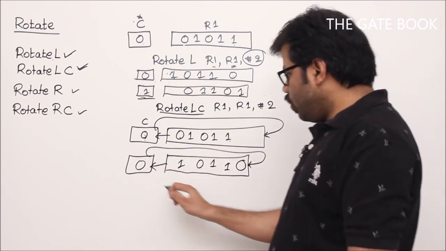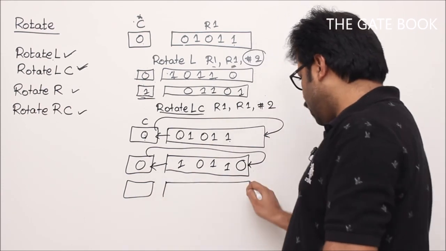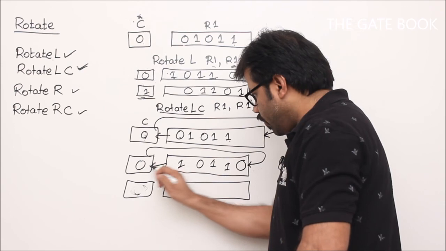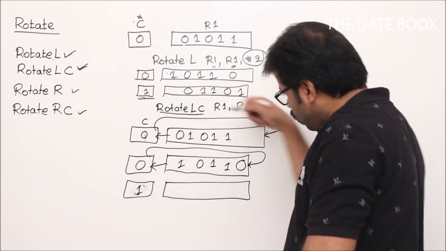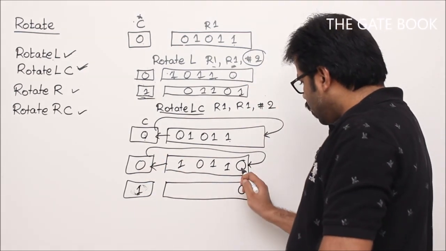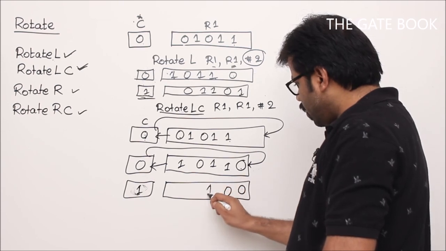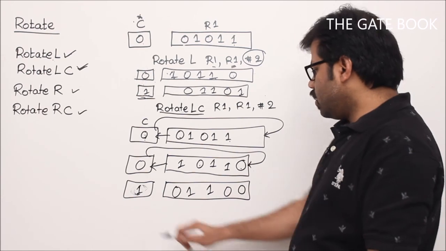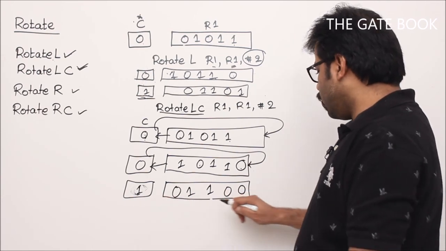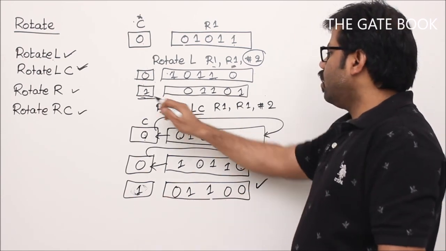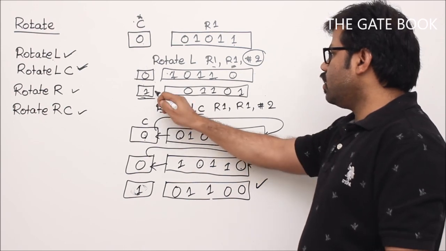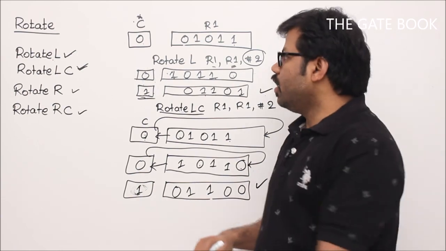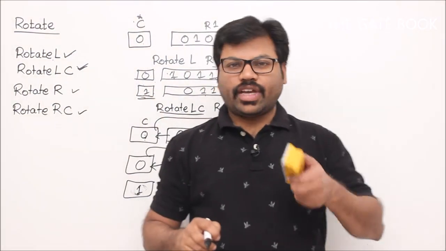Now one more step. When you do one more step, it is the same story. First this 1 will come here, now this 0 will come here, then this 0, this 1, this 1, and this 0 will come here. Then the result is 1 0 1 1 0 0 here. But if you do rotate left, the result is 1 0 1 1 0 1. There is a difference, right? Yes. That's why rotate left and rotate left through carry are different.